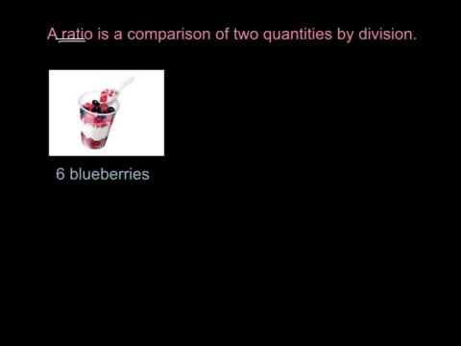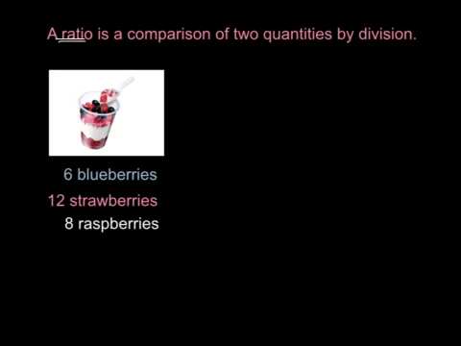Also, one of the fruits in the fruit and yogurt parfait is a strawberry, and let's say that there are 12 strawberries. Finally, in this fruit and yogurt parfait, there are also raspberries, and we'll say in this one there are 8 raspberries. If I wanted to bring ratios into these quantities of numbers to compare them, I could do it like this.